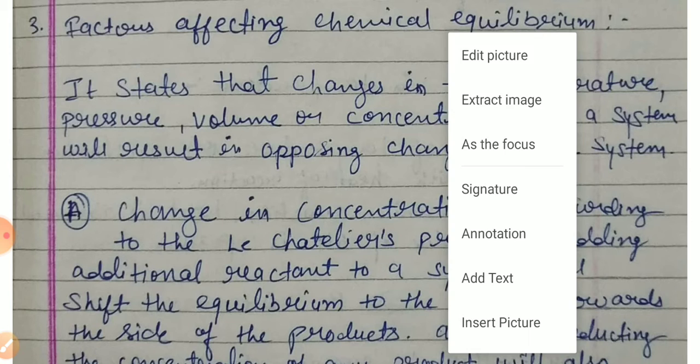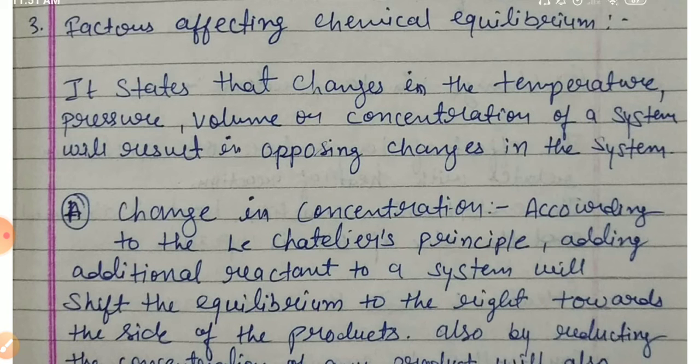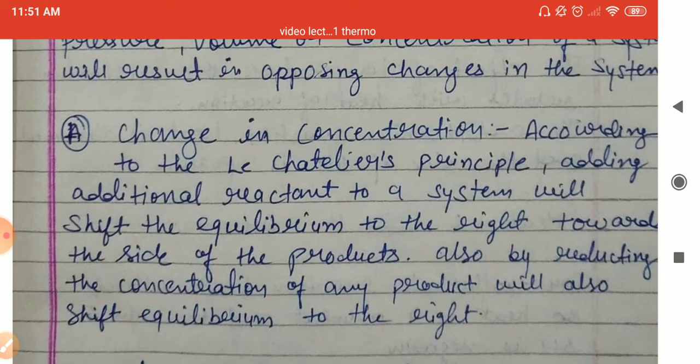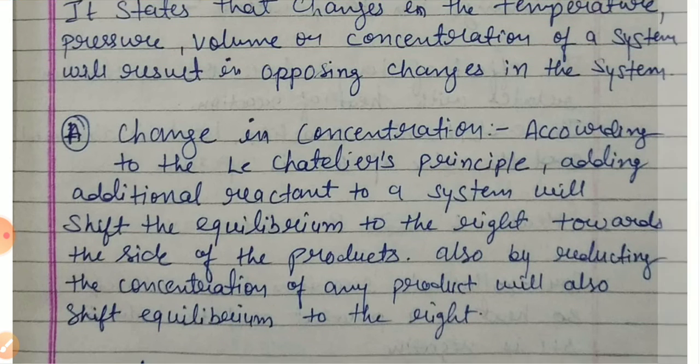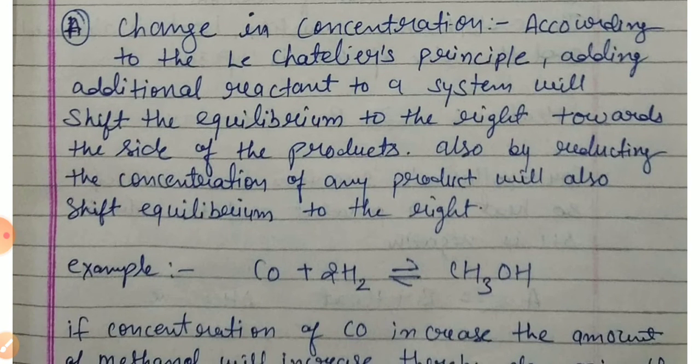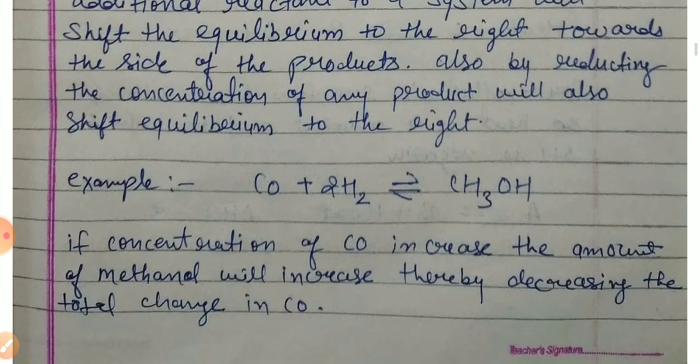Also, reducing the concentration of any product will shift the equilibrium to the right side, to the product side. So by adding the reactant or by reducing the product, the equilibrium will shift. So here is an example: CO plus 2 moles of H2 convert into CH3OH. If the concentration of CO increases, the amount of methanol will increase.